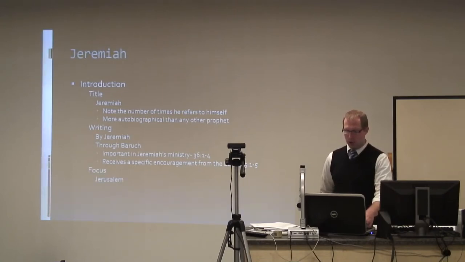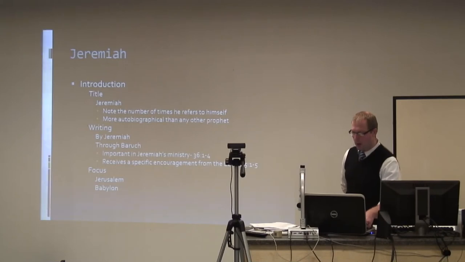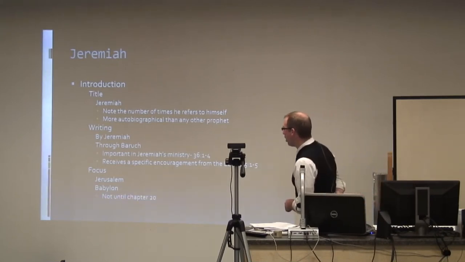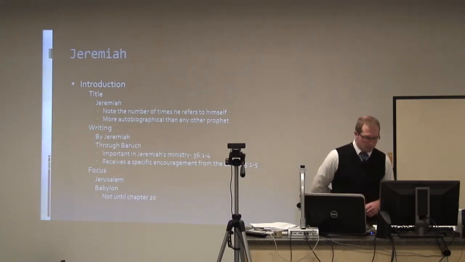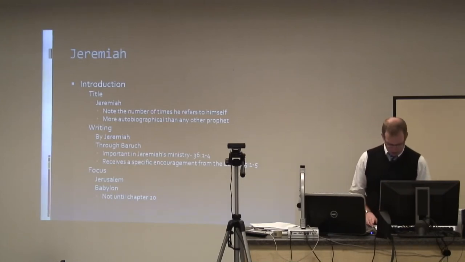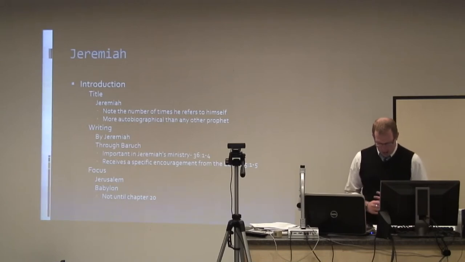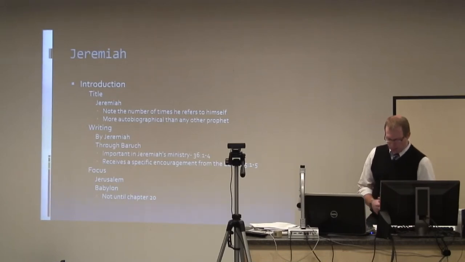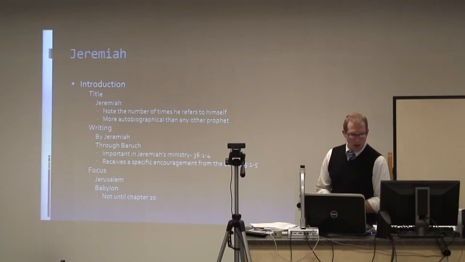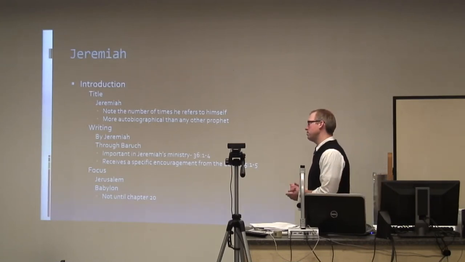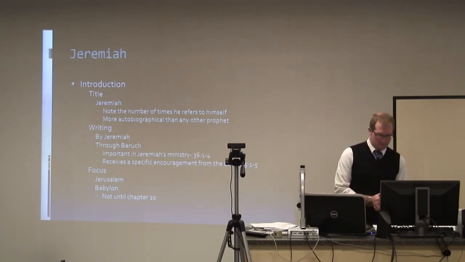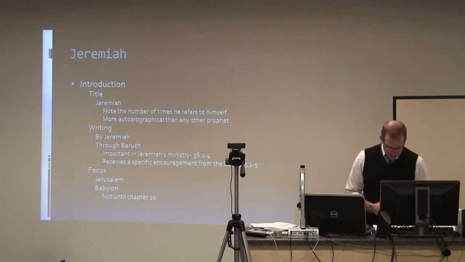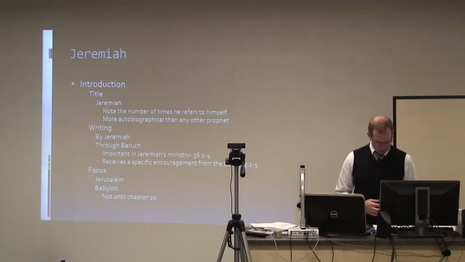The focus of Jeremiah, again, like Isaiah, is very strongly with Jerusalem, but also Babylon, but not until chapter 20. Jerusalem is mentioned 107 times, and Babylon, beginning in chapter 20, is specifically referred to 118 times. There are lots and lots of references to those two cities.